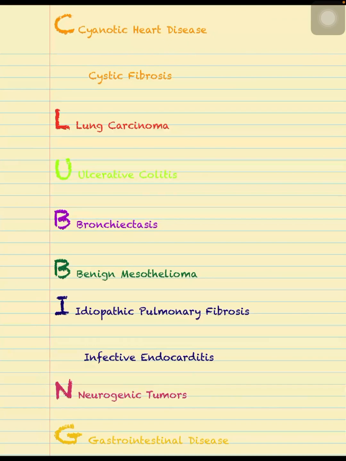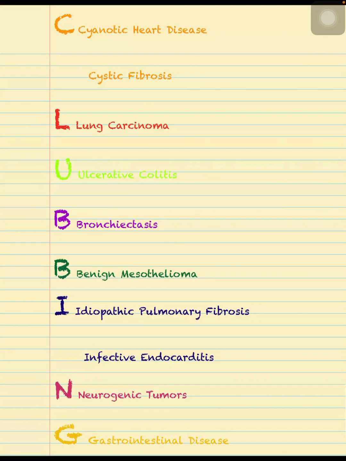As for me, I like to use the mnemonic in front of you for clubbing to remember the causes, as C stands for cyanotic heart disease and cystic fibrosis, the L stands for lung carcinoma, the U stands for ulcerative colitis, the B stands for bronchiectasis, the B stands for benign mesothelioma, the I stands for idiopathic pulmonary fibrosis and infective endocarditis, and the N stands for neurogenic tumors, and the G stands for gastrointestinal disease.